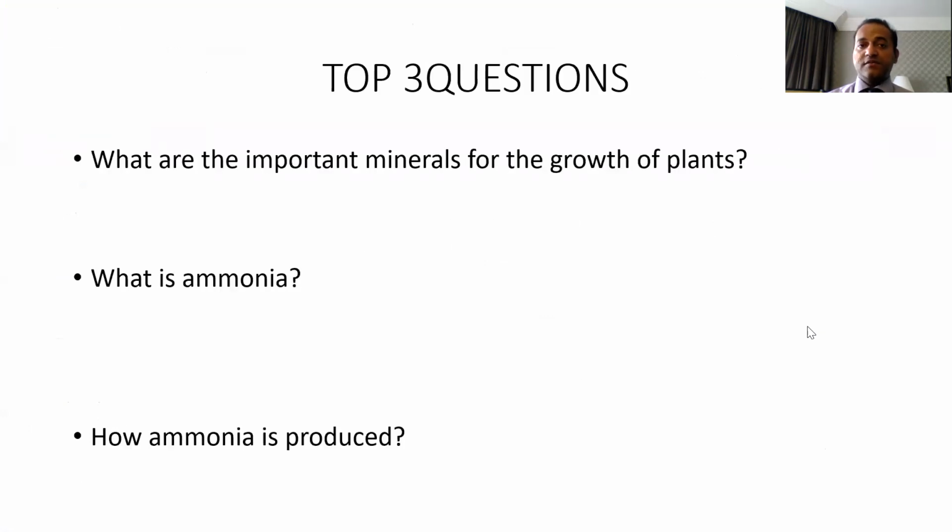My top 3 questions: what are the important minerals for the growth of the plants? What is ammonia? And the last one, how is ammonia produced? If you know the answers to all these questions, then you're on the right track. If you are not sure, you are also on the right track because we are going to learn about this today. Take your pencil, write down the answers to these 3 questions on a paper, and as we go through, check whether your answers tally with our syllabus.